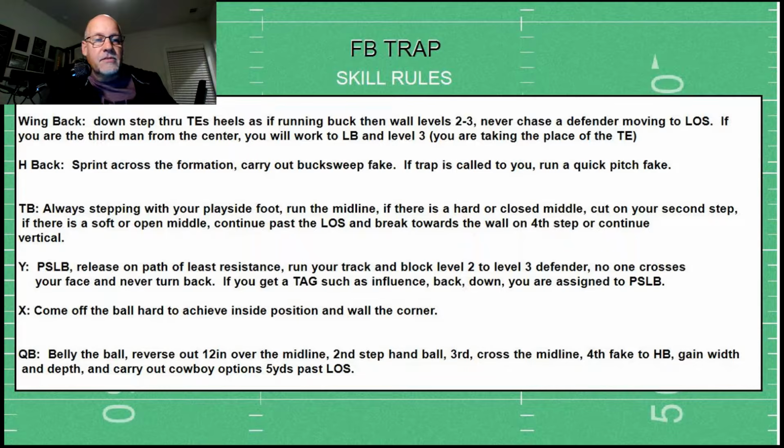X receiver, come off the ball hard, achieve inside position and wall the corner. And the quarterback, we're going to tell him belly to ball, reverse out 12 inches over the midline. Then the second step is going to hand the ball. Third step cross the midline, fourth step fake to halfback, gain width and depth, and carry out cowboy, or what we call waggle, 5 yards past the line of scrimmage.